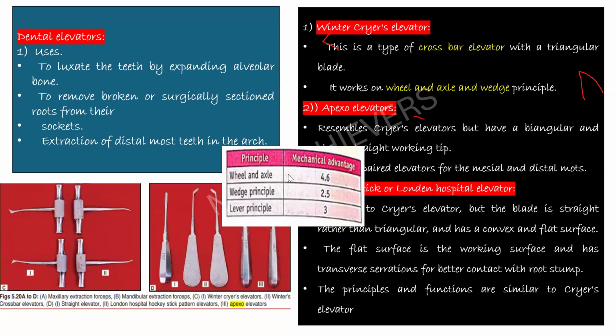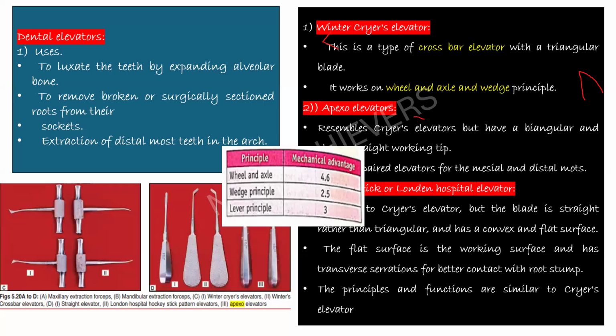This is one of the very, very important things for the elevators: the wheel and axle, like a wheel and the axle. About 4.6 times the pressure is going to be exerted. Most commonly we will be combining all these principles together whenever we are extracting any kind of teeth or root stems, because when we are inserting the elevator, we will be rotating it, so thereby wheel and axle force is going to be exerted.